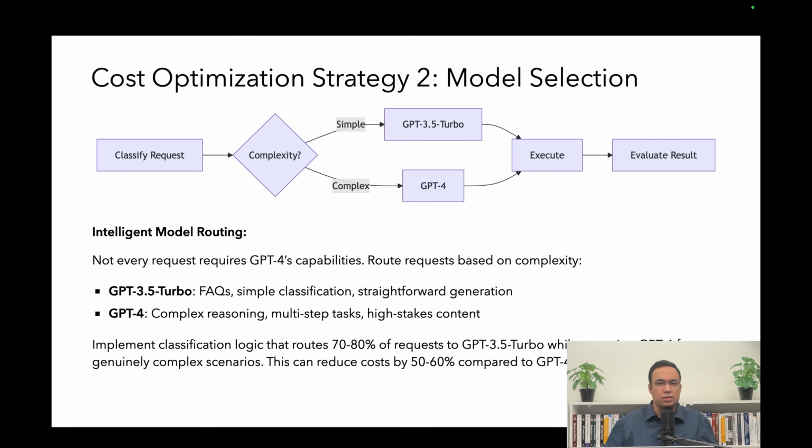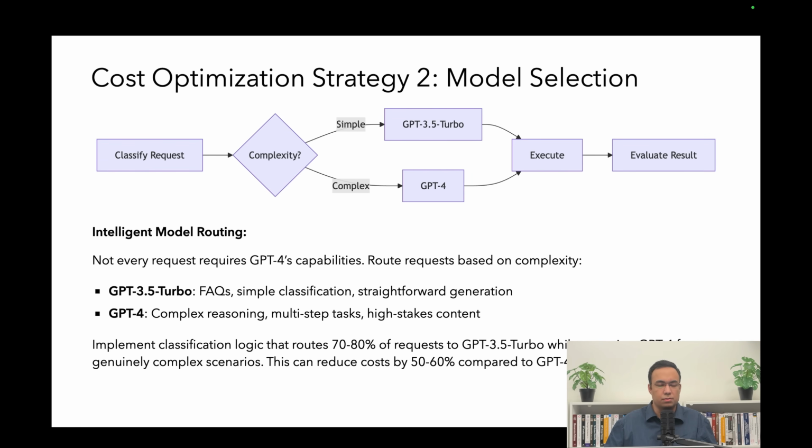For simple requests, use GPT 3.5 Turbo. This includes FAQs where the answer is straightforward, simple classification tasks, and straightforward text generation. For complex requests, use more capable reasoning models like GPT-4 and GPT-5. This includes complex reasoning tasks that require multiple steps, multi-step tasks that need planning and execution, and high-stakes content where accuracy is very important.